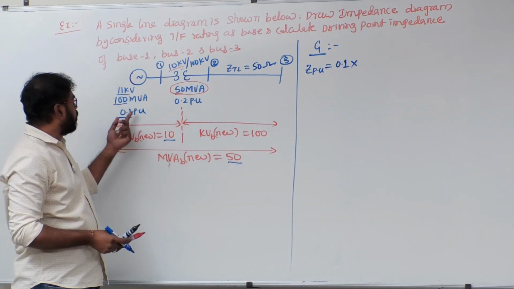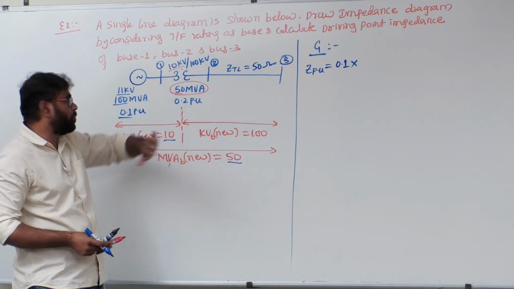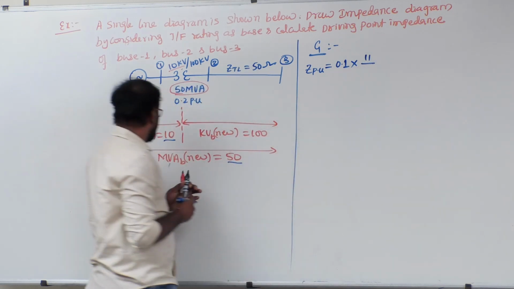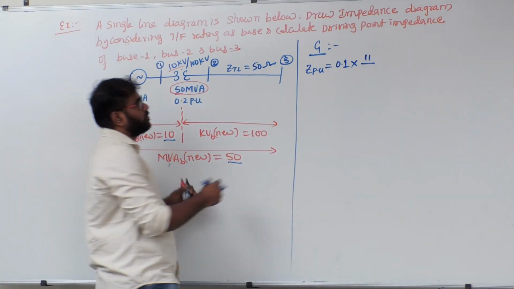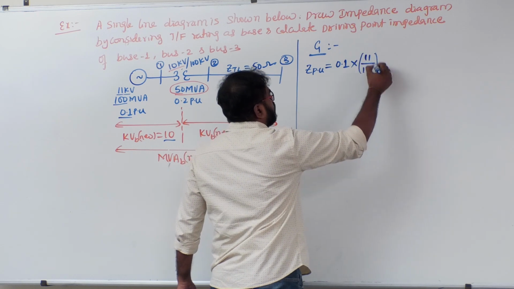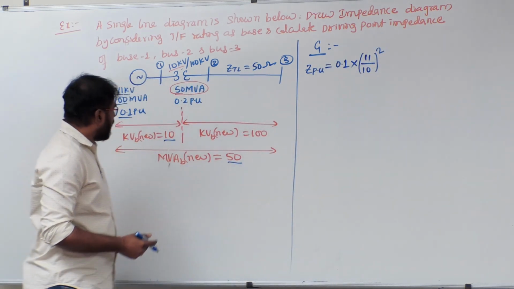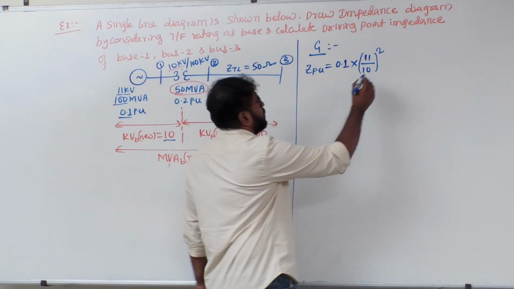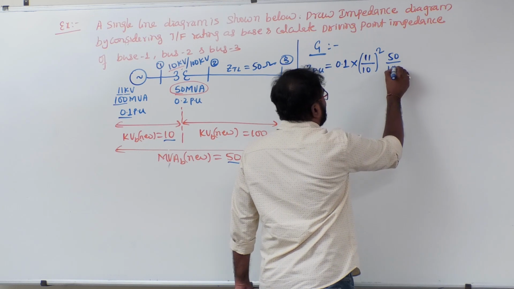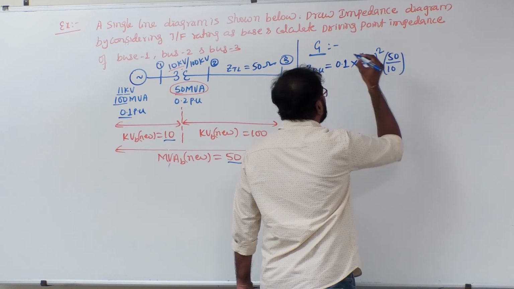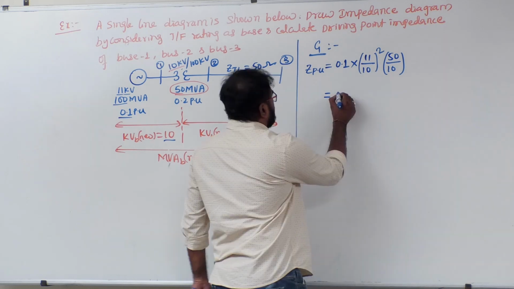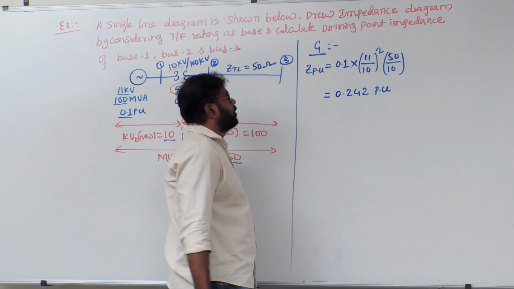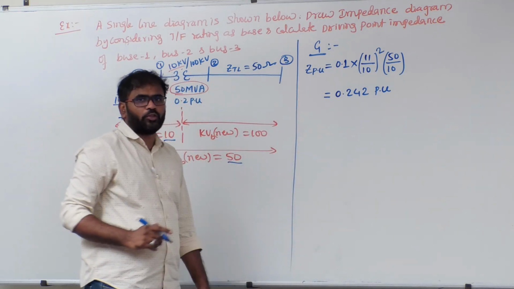Z per unit old is 0.1, then KVB old by KVB new, whole square. KVB old is the rating of the generator, 11, and KVB new is 10. So 11 by 10 whole square. Then MVAB new is 50 and MVAB old is 100, so 50 by 100. If I solve this, we get 0.242 per unit. 0.242 per unit is the generator's new per unit impedance.